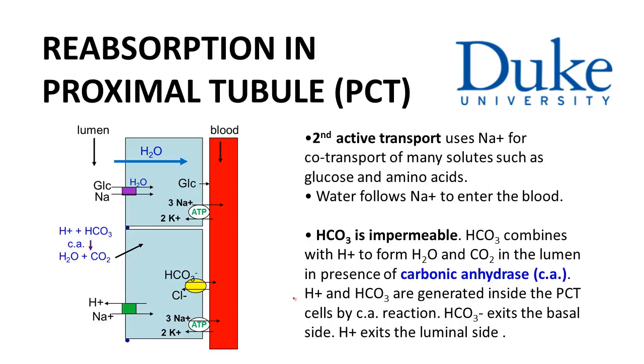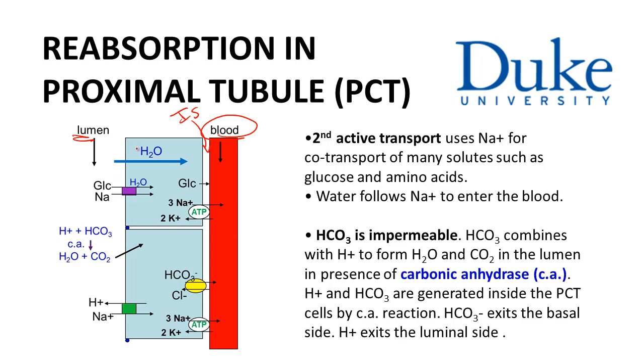So if we consider the proximal convoluted tubule, and that's what's drawn here, I've drawn two of the epithelial cells of this region, where the lumen is here and the blood space is here. And there is a very small interstitial space between the basal surface of the cells and the blood capillary. And this, of course, is our peritubular capillary.